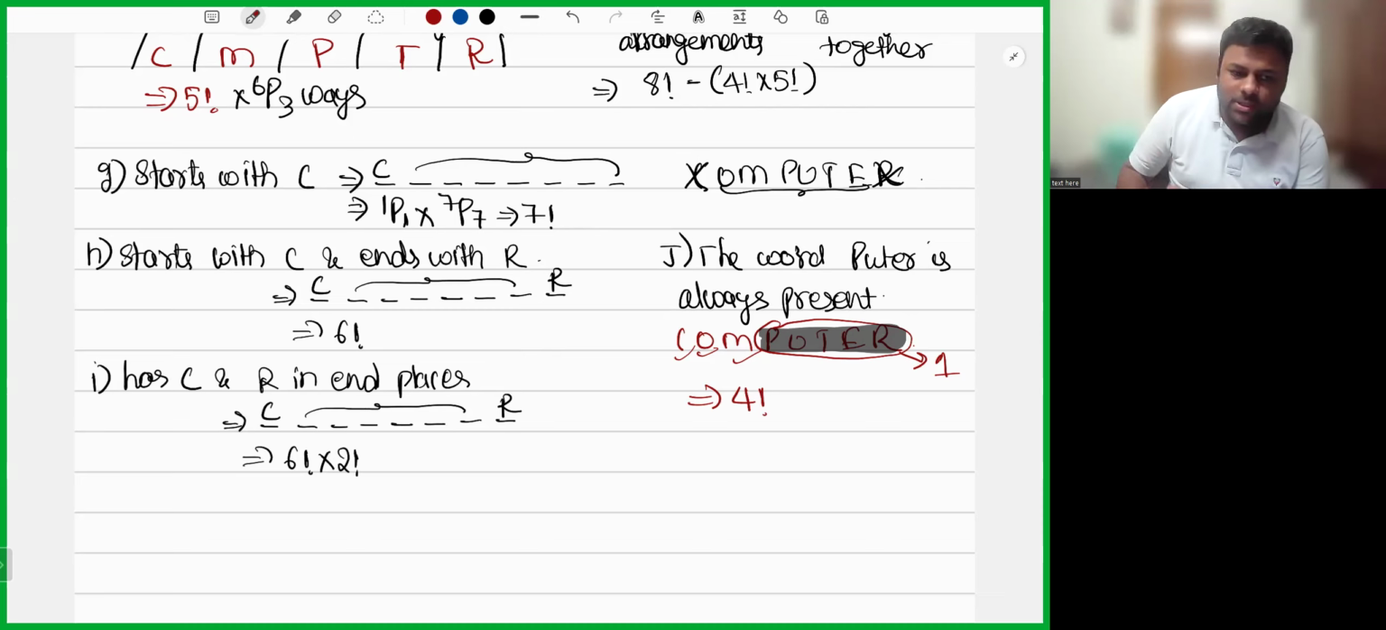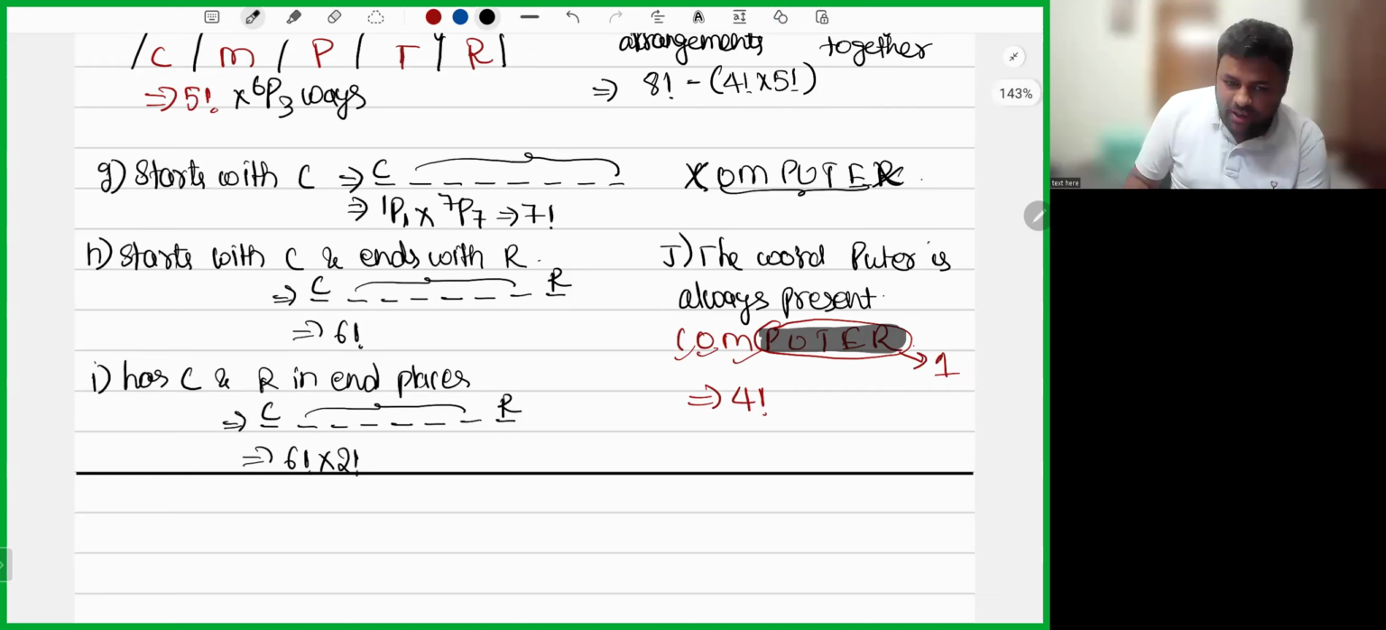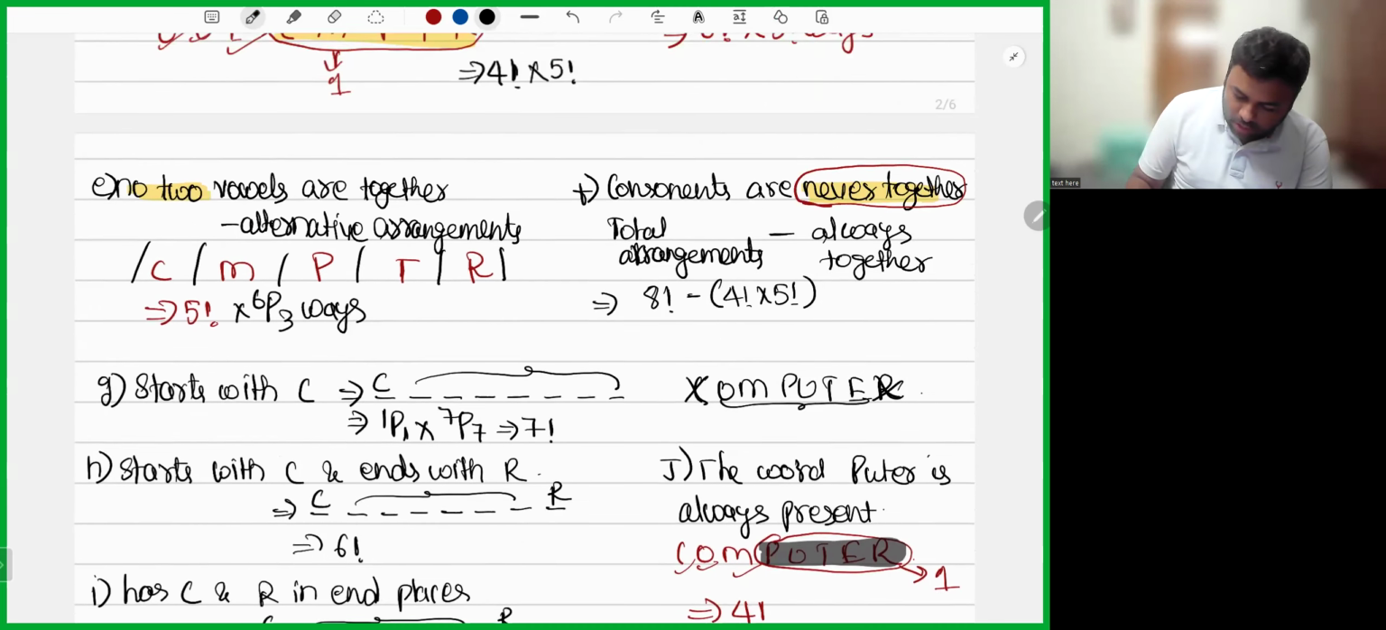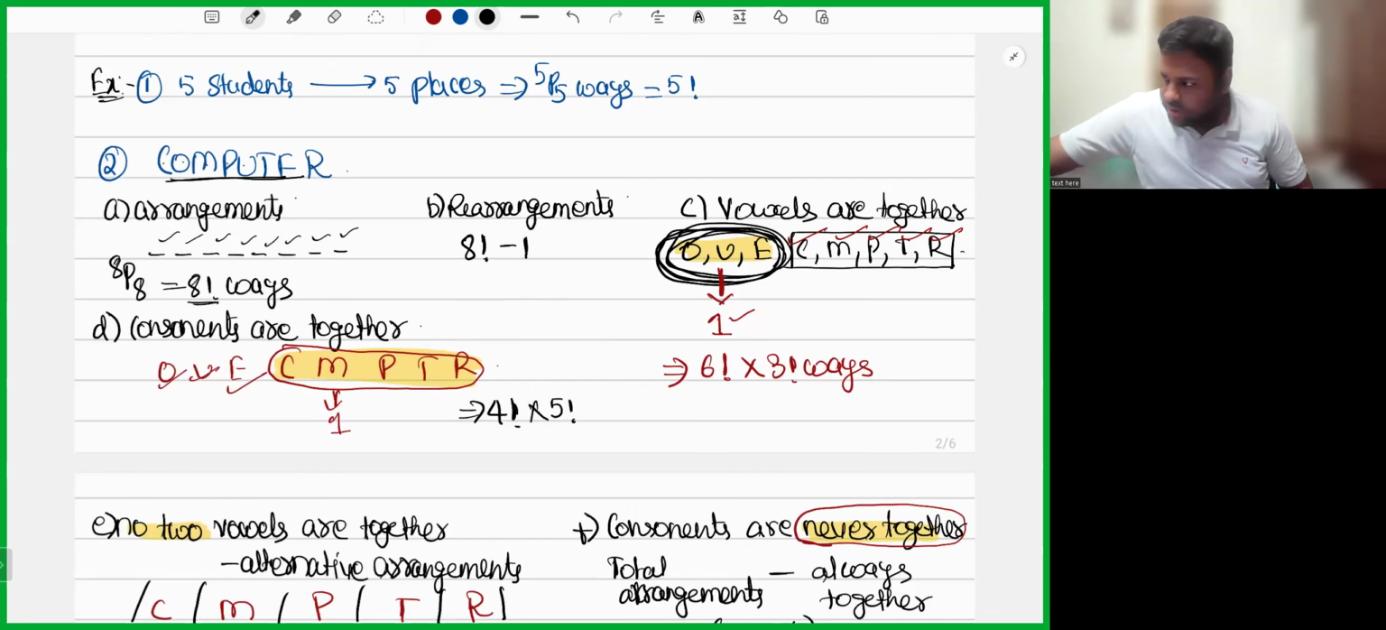Okay. So I hope all these points related to this word computer are clear. So in total, 10 permutations we have seen, 10 different cases, with a single word computer. And I hope all the concepts related to the word computer are clear. So any doubt, any of you, in these 10 concepts? Yogita, Geeta, Vaishnavi, or let's proceed to the next concept. Next example.